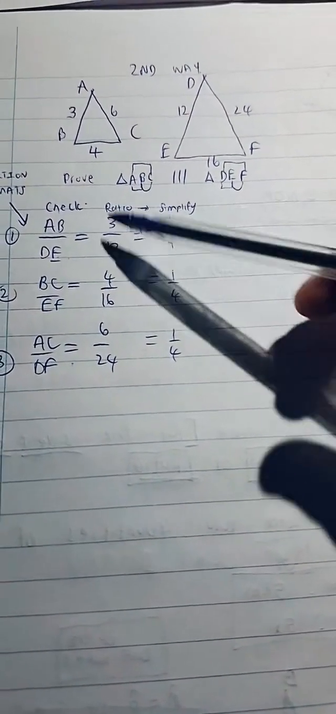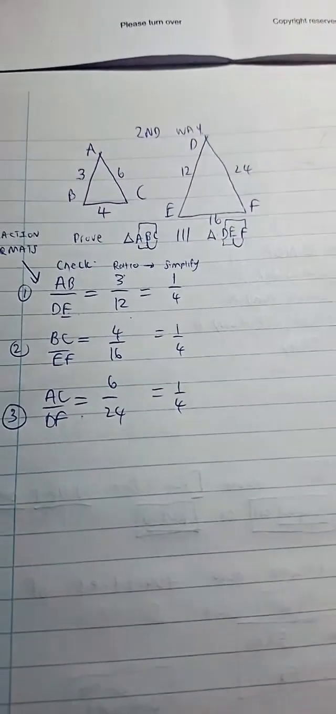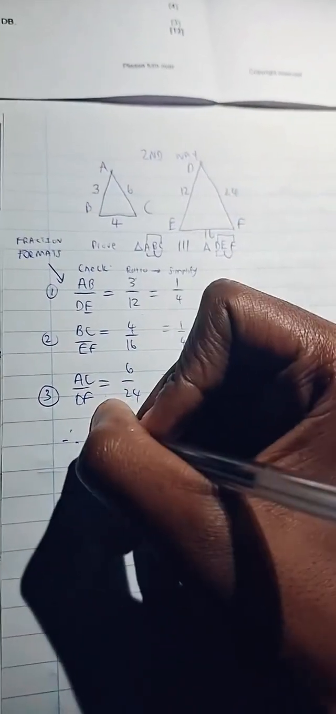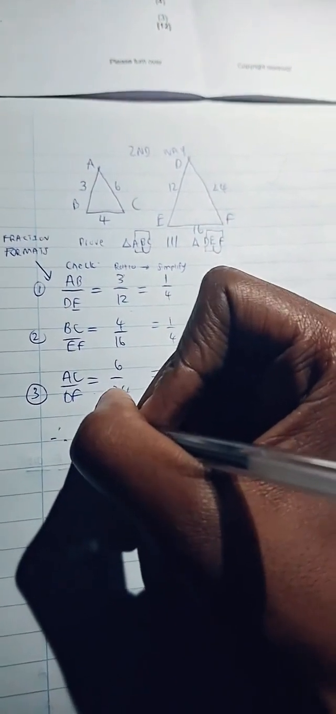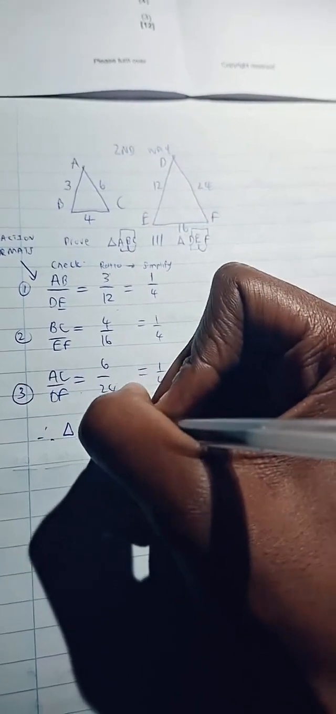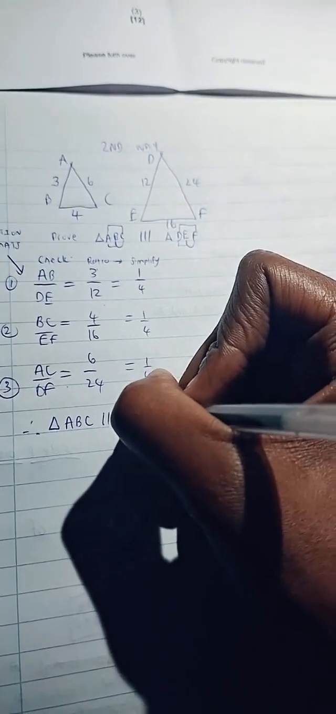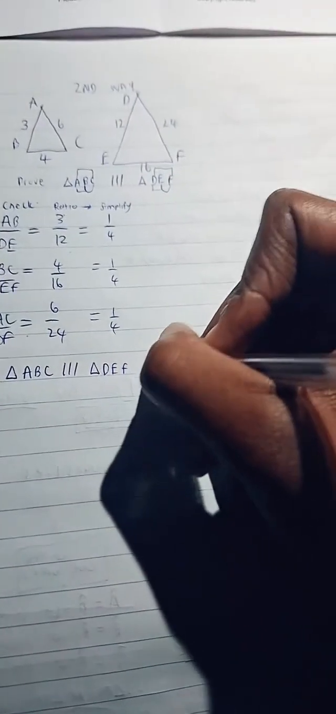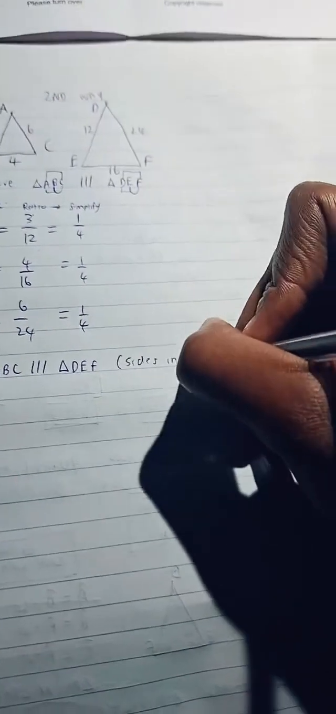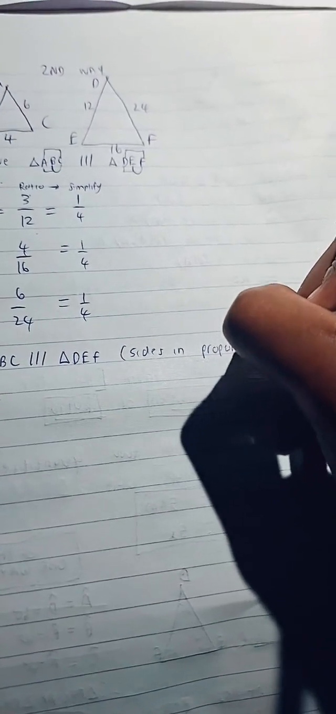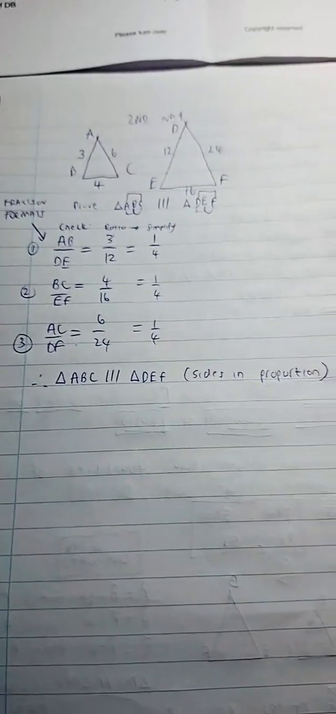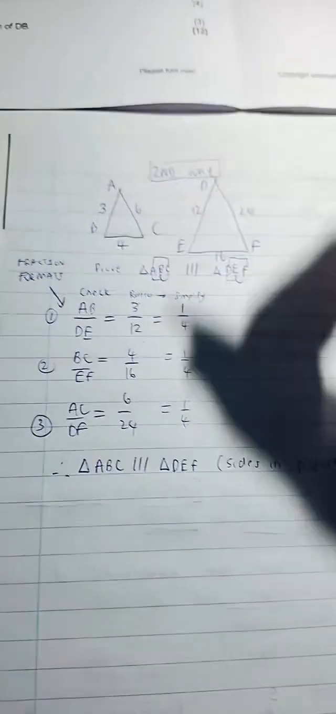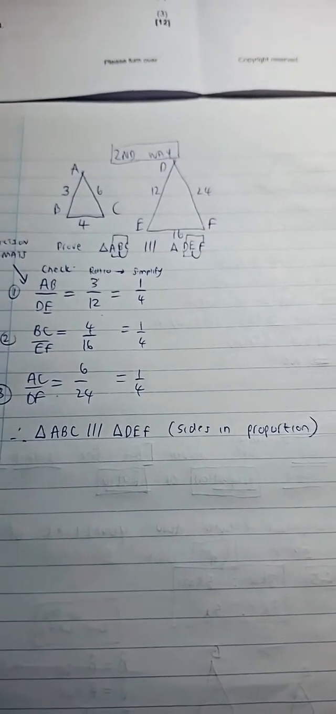What does that mean about the sides of this triangle, respectively? Therefore, we can say triangle ABC is similar to triangle DEF. Why? Sides in proportion. Done. Second way of proving similarity of triangles.